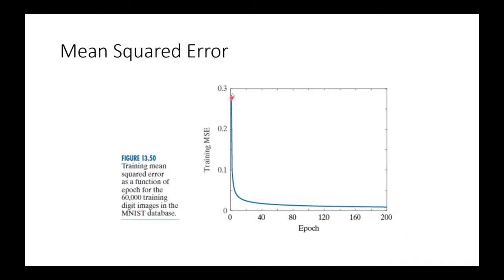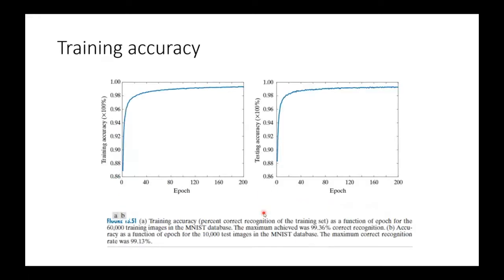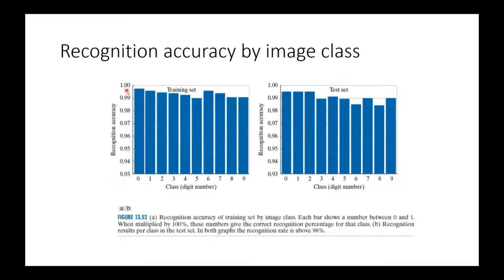So the mean square error converges really fast, even here with 4 epochs you have a great training accuracy as well. And the training accuracy after 80 epochs was near 99% accuracy. And you can see this by class. For each digit number, we have a very high recognition rate. The number 5 was a little bit rubbish, but 99% is a great recognition rate.